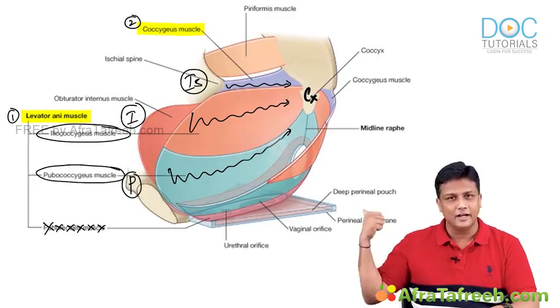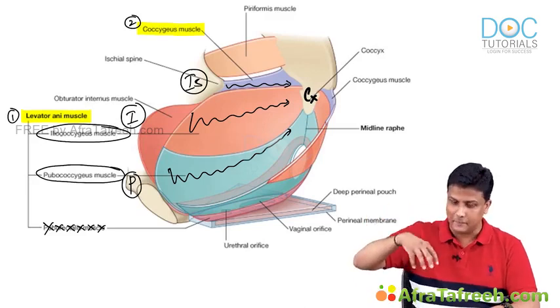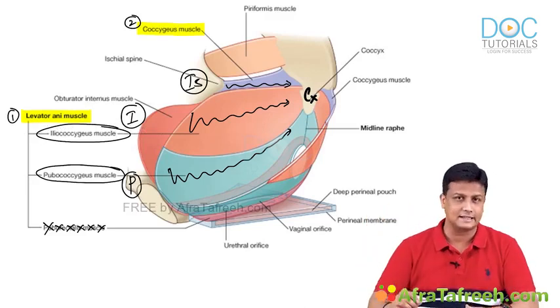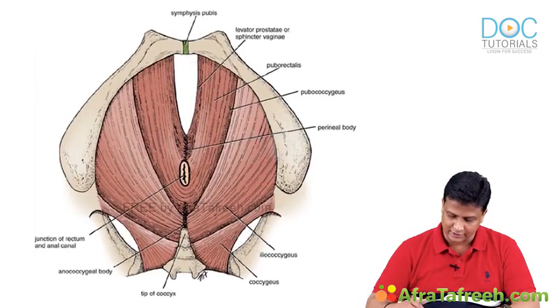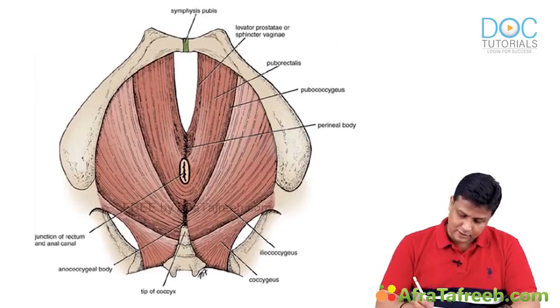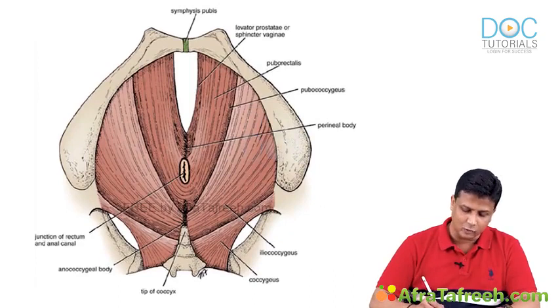So this is the pelvic diaphragm that we are actually seeing from above. But now let's turn this and let us see in the lithotomic position. So it will be something like this. Now in this diagram also, again the same thing here, guys. What do you have in the front here?